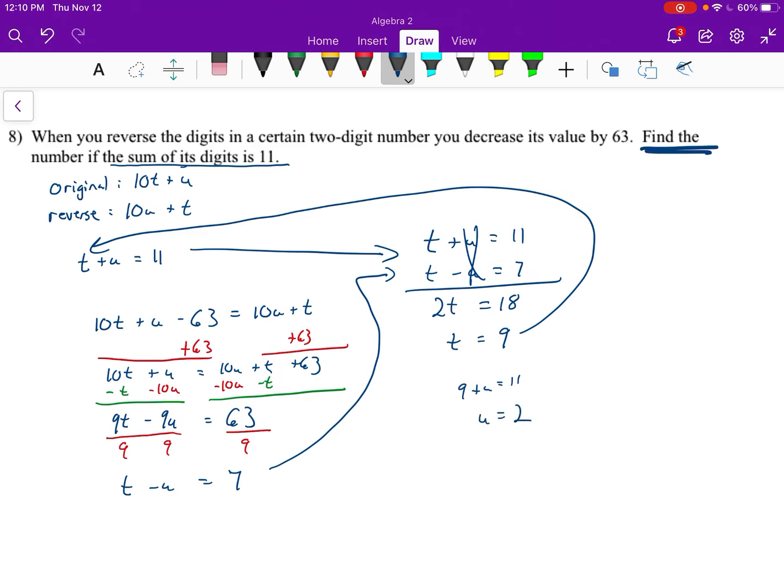Find the number is the question. That means the original number. Well, that would be 9 and 2. The tens digit is 9 and the units digit is 2, so 92. That is the algebra way of doing it.